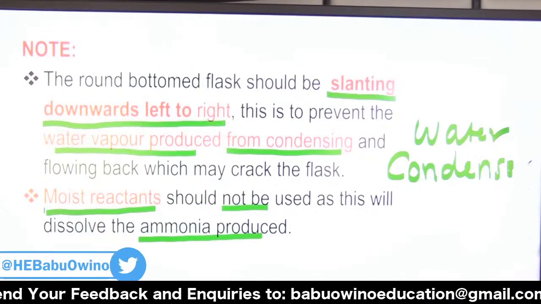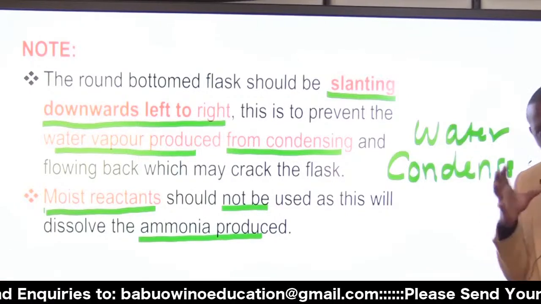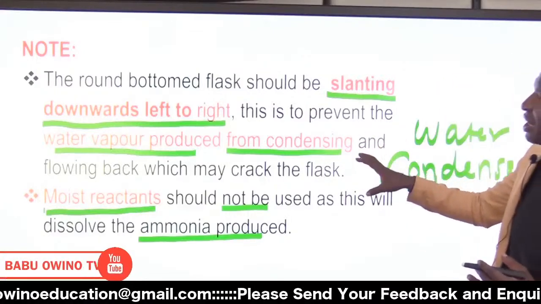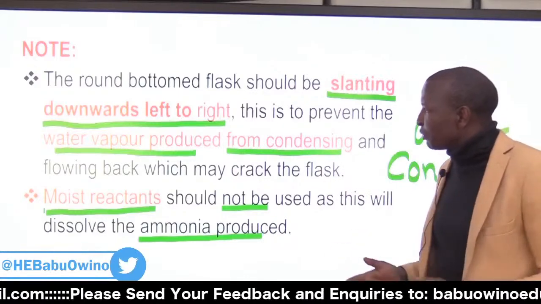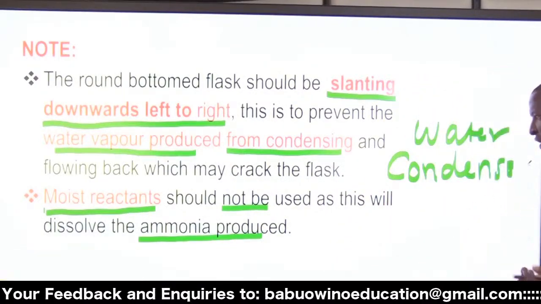And remember again, and I repeat, wherever you're talking about the orientation of the round bottom flask, the round bottom flask should be slanting downwards to prevent the water vapor produced from condensing and flowing back to the flask, which may cause it to crack.